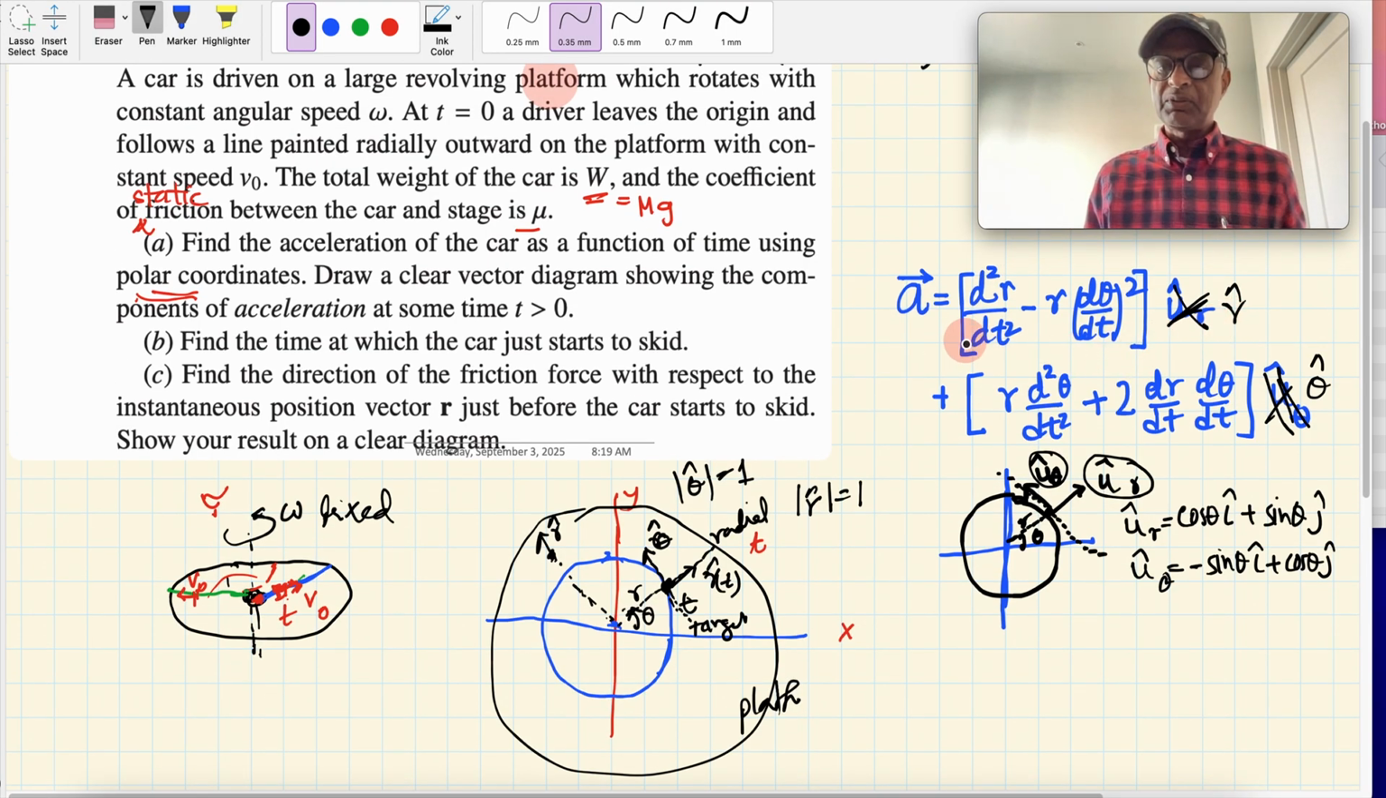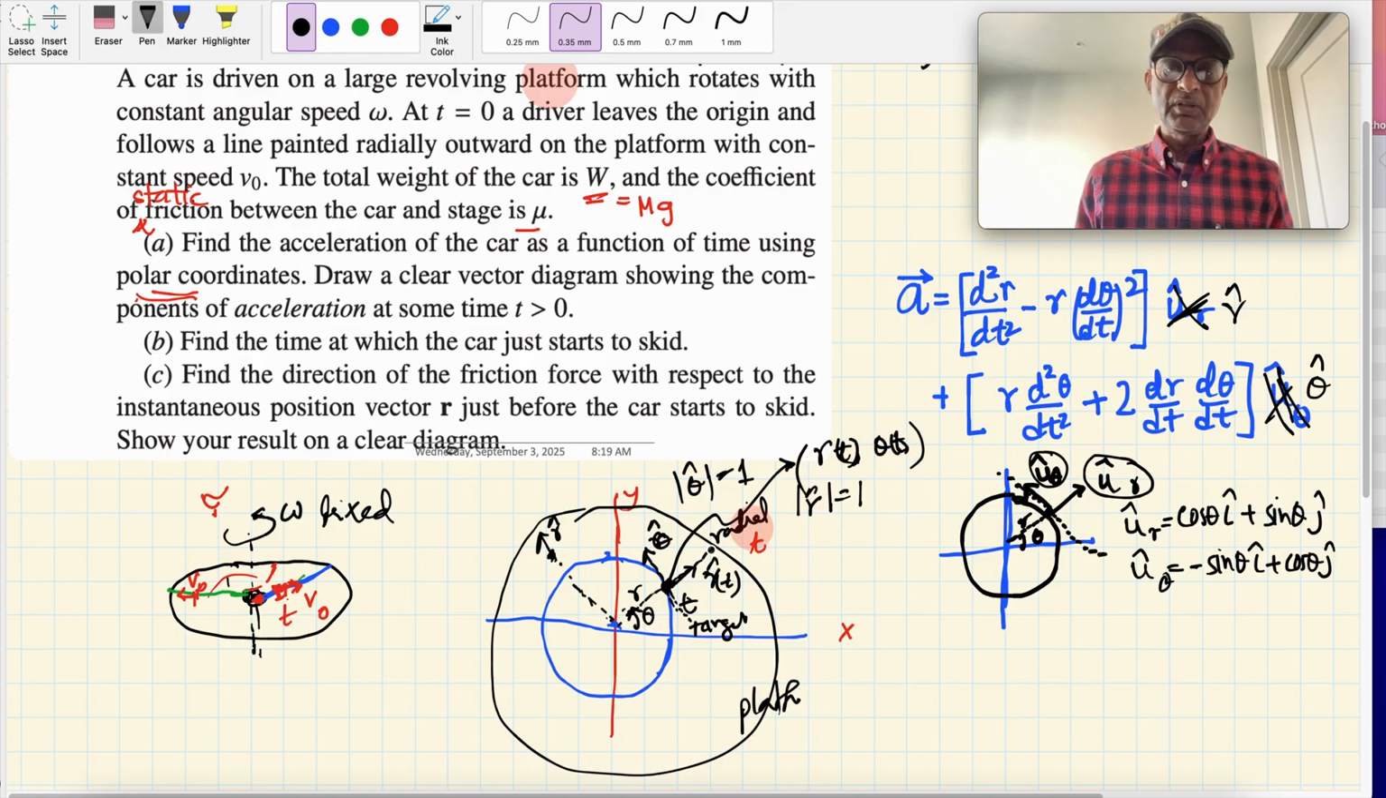So if you work out the acceleration at this time, the coordinates are r of t and theta of t. That's the coordinate when it's at that point. That's theta, and this is distance r.